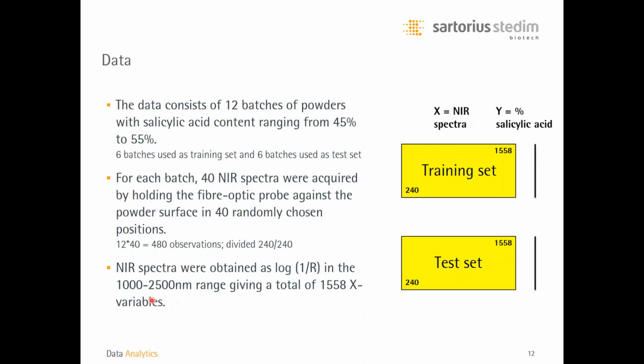The NIR spectra were measured in the interval 1000 to 2500 nanometer, and with the resolution that was used, this corresponds to close to 1600 X variables. So on the right-hand side, we have an overview of the matrix structures that we have. We have the training set, and what we will try to use PLS and OPLS to do is to see if there is any information in the NIR spectra that is correlated to changing levels of the percent salicylic acid among the training set samples. Later on, we will also insert the data of the test set and make predictions for the test set and compare predictions with real measurements.